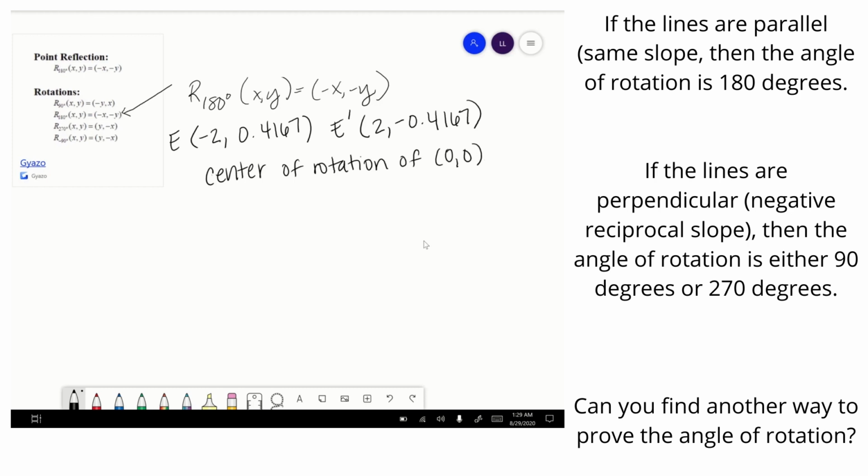Okay, so the first line is E to, let's call the center of rotation P. So E to P, that's my first line. And then my second line is going to be E prime to P. Let's call that the second line. And we are going to find the slope and the distance.